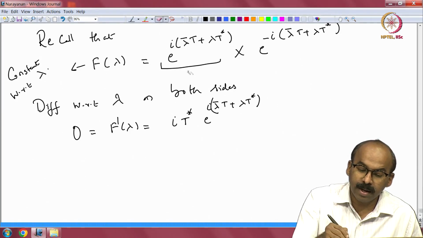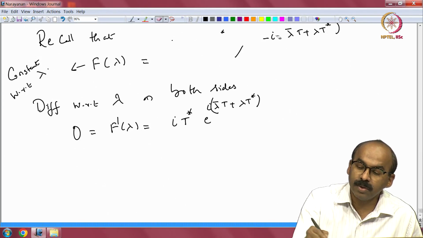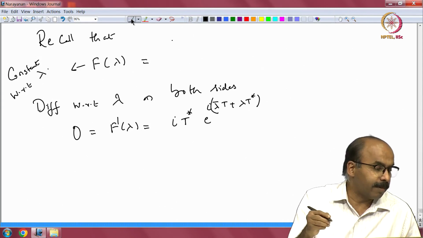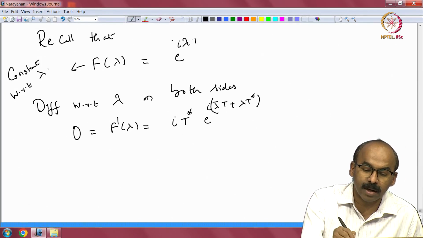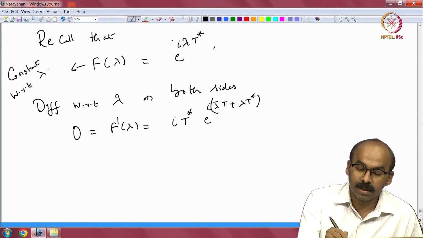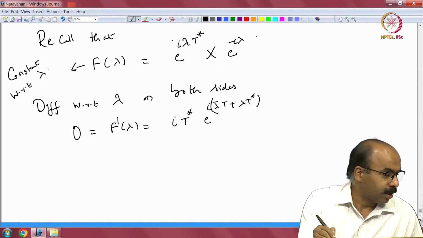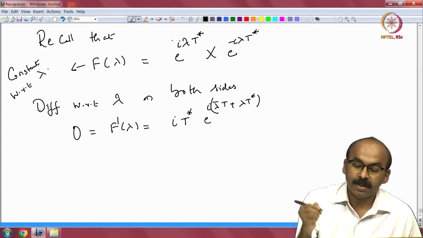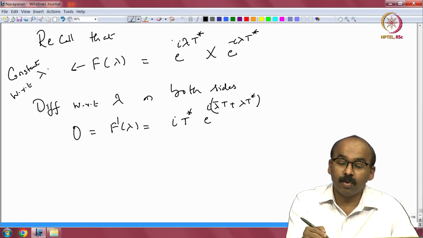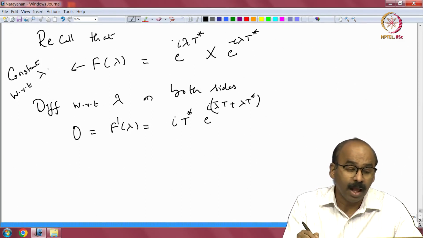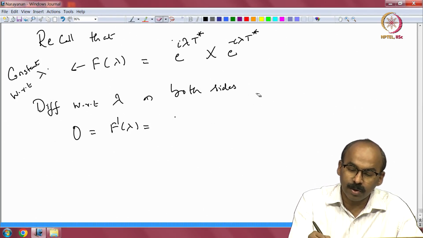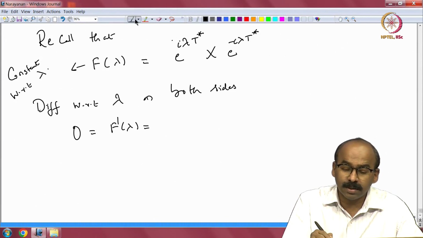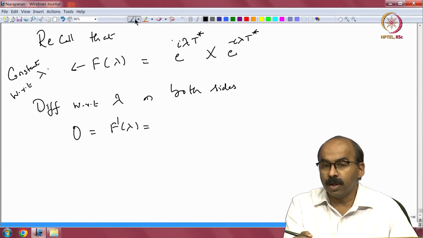So, let me rewrite this. Instead, we brought in the unitary only to say that f lambda is bounded, but we will use the original expression, which is e to the i lambda t star x e to the minus i lambda t star, so that it is clear that it is entire in lambda. You expand it, and you will see that it is entire in lambda. f lambda is constant, so when I differentiate with respect to lambda, I get 0.